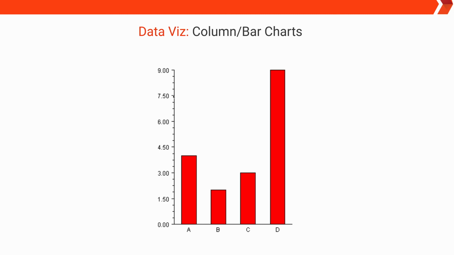Always make sure your X and Y axes have scale on them. Typically your Y axis is going to be your numerical scale, a number of some kind. And then your categories are going to be A, B, C, D across the X axis.